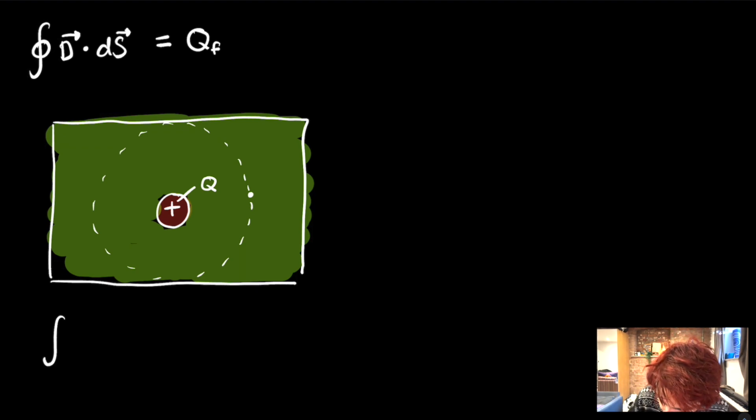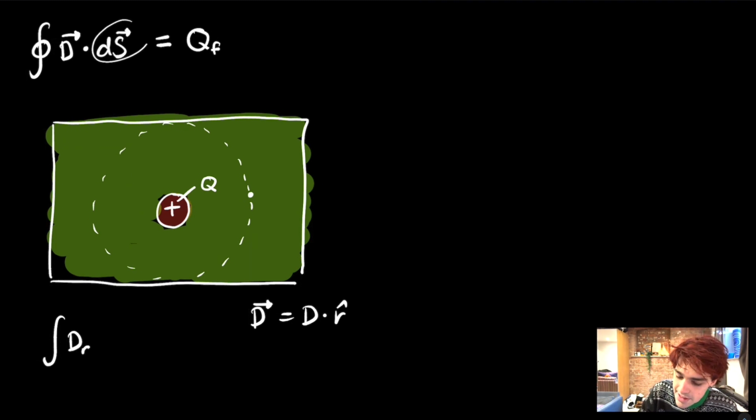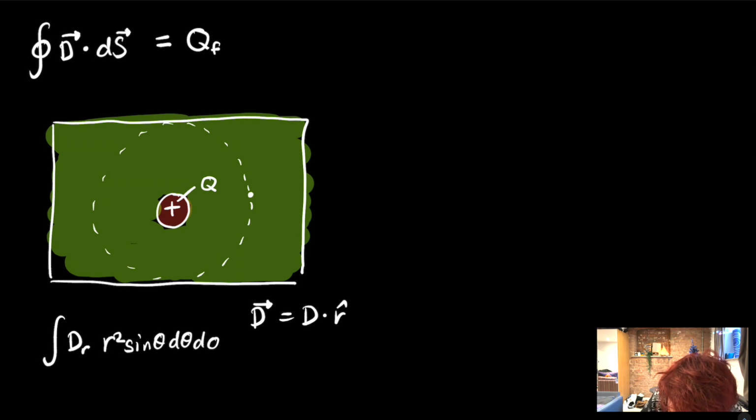So we have our integral of D. Now, because of course we only have a point charge, we only have a radial electric field. So therefore D is simply going to be equal to D in the r hat direction. So we're going to get D_r, the r component, which is in fact the only component, multiplied by dS, which in previous videos we've said is r squared sine theta d theta d phi.